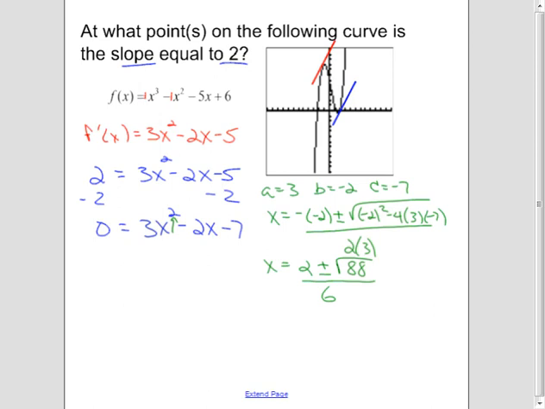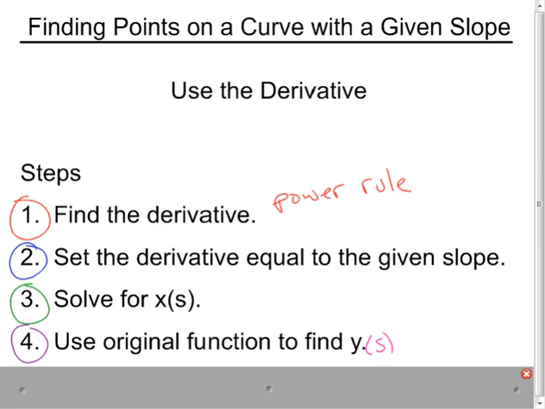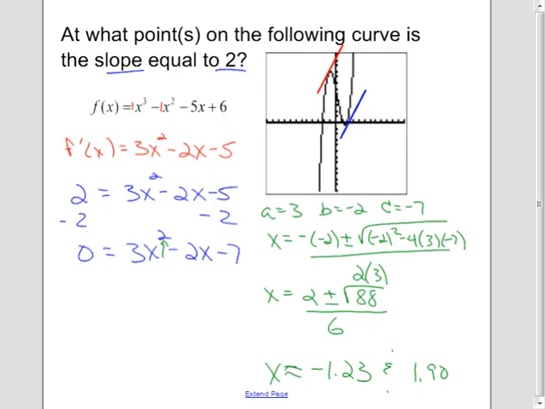Using your calculator to get that decimal, we're going to get x is about -1.23 and 1.90, about. I could have gotten exact values there, but I prefer to get these estimated values so you can actually find the point on the curve. So now we are going to use the original function to find the y's.